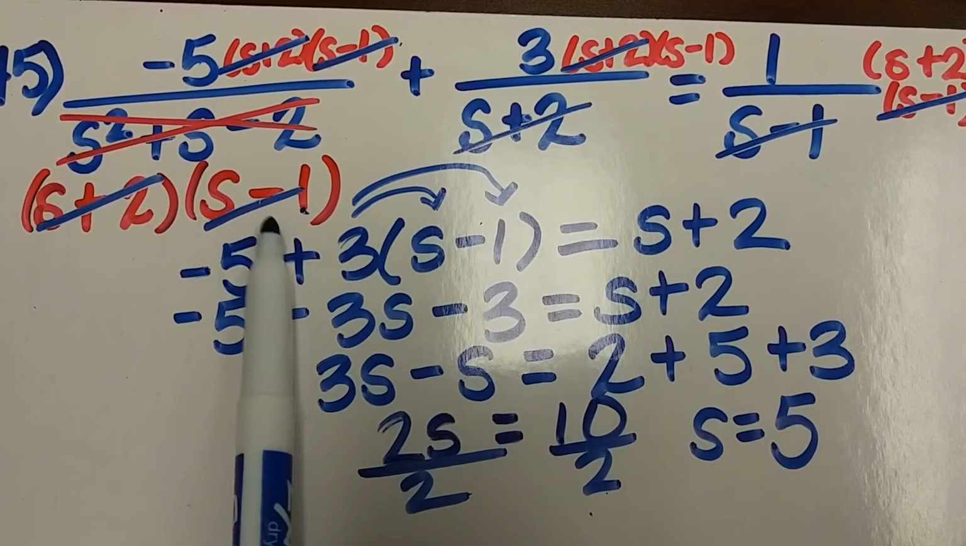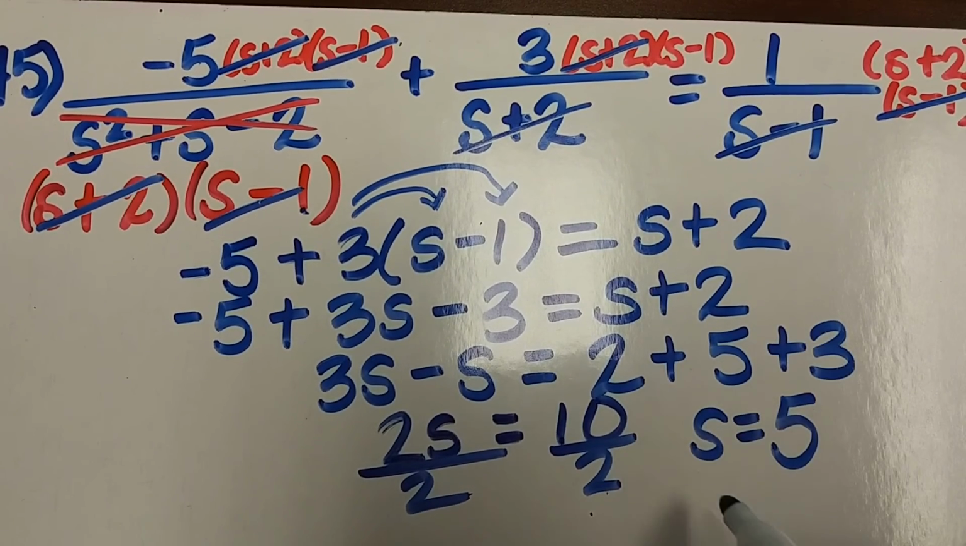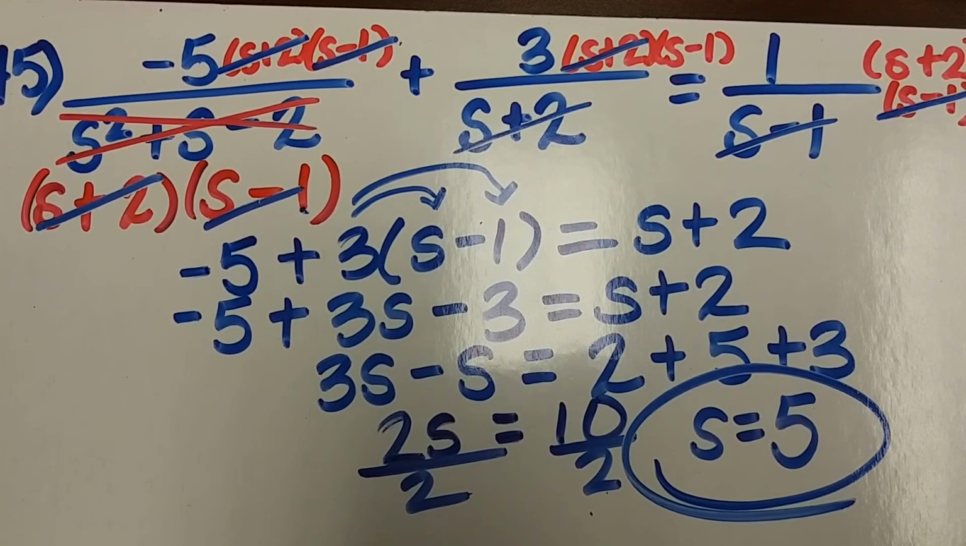Same problem. I can use 5. So my answer is only x equals 5. That's my answer. No extraneous solutions, no empty set. I do have an answer. x equals 5.